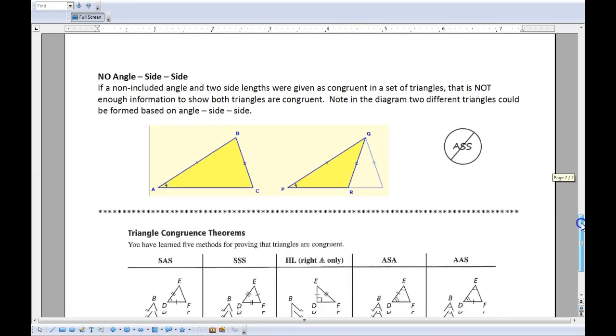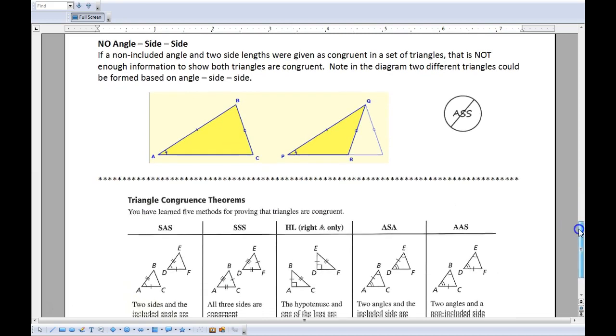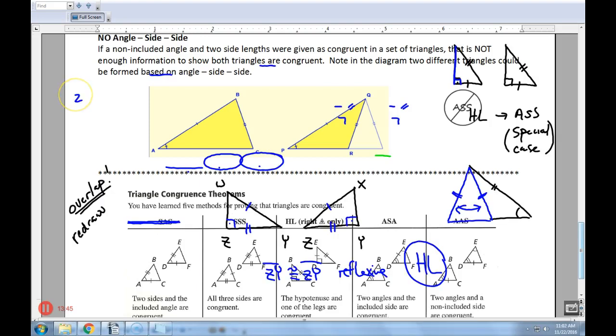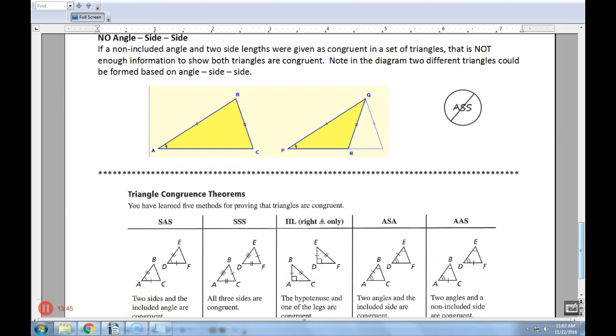Alright, moving on down. So just to kind of clarify a few things. This is just an example in the notes. I've already talked about this a couple times, but there is no ASS. Now a lot of textbooks write it SSA to be politically correct. I usually write it ASS because you remember that it doesn't work. So here's a triangle that has an angle, a side, and a side, congruent with an angle, a side, and a side. And these two triangles are clearly not the same shape and not the same size.